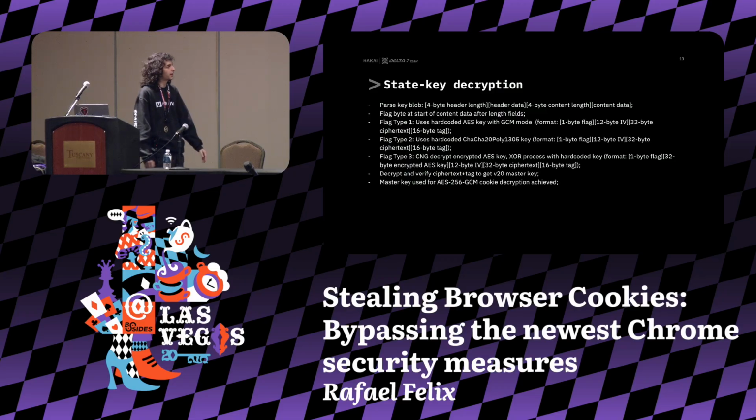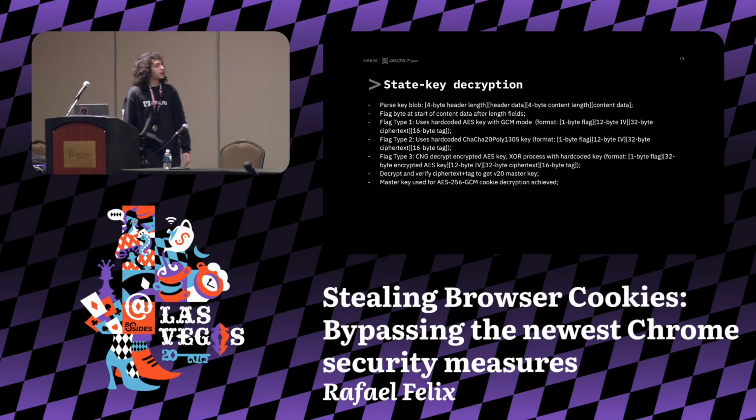So first we have flag type 1, which uses a hard-coded AES key with GCM mode, which is the oldest one. Here we get the content data format: a 1-byte flag, 12-byte IV, 32-byte ciphertext, and a 16-byte tag. Flag type 2 uses a more recent one, but not the actual most recent one, which is the ChaCha20-Poly1305 key, which follows the same format: 1-byte flag, 12-byte IV, 32-byte ciphertext, and 16-byte tag.